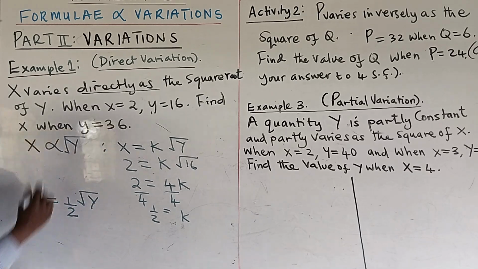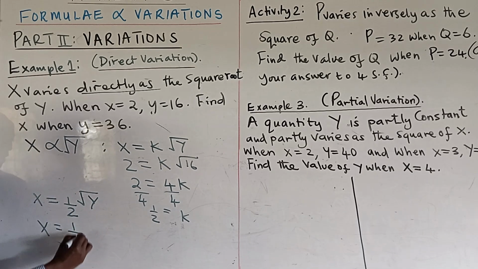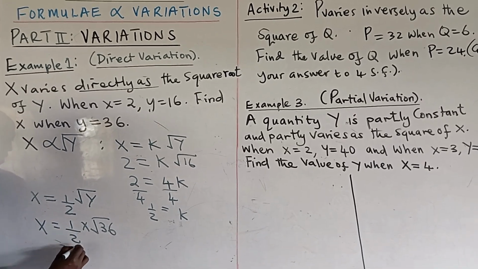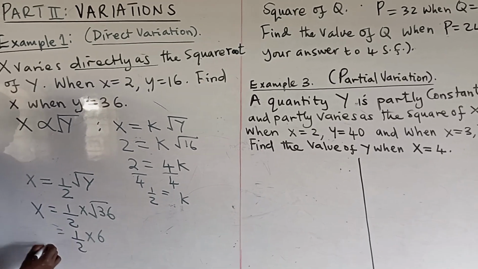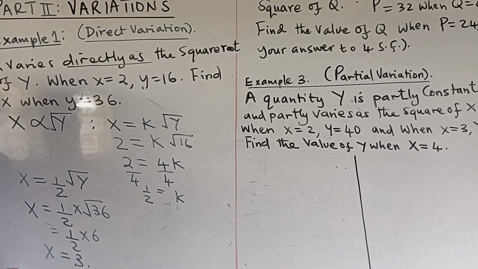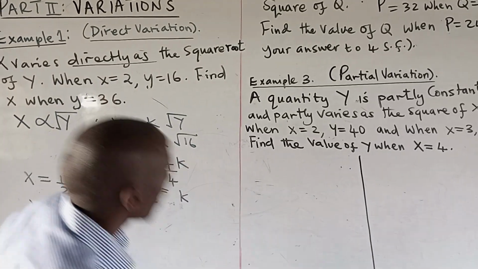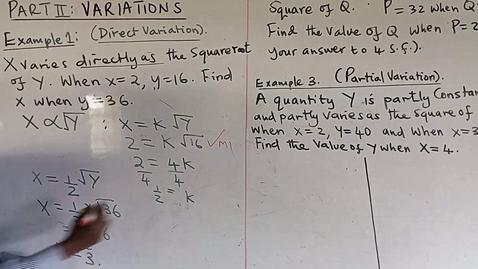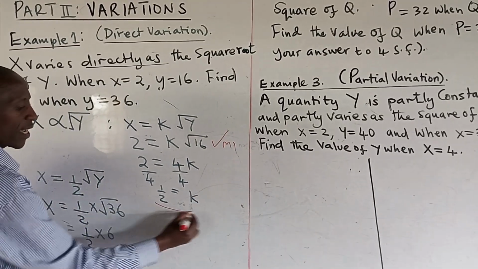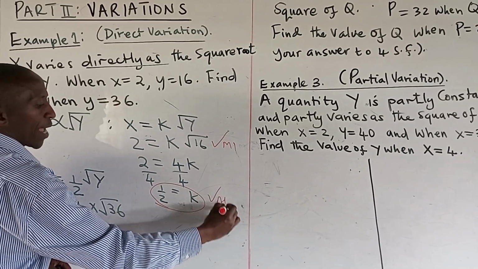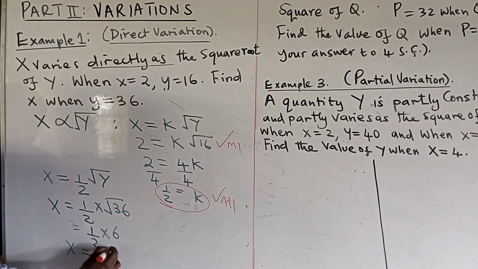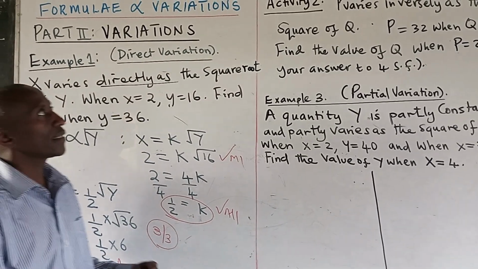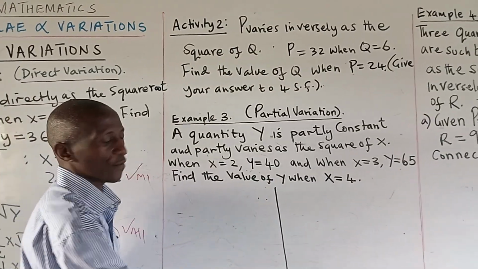What is the value of x when y is 36? So x will be a half times the square root of 36. And that comes to be a half times 6. Therefore, x is equal to 3. So in this kind of a case, we mark when the student is able to substitute correctly into the correct variation. The constant here is extremely important. So M1, and it's being used correctly, and you have A1, 3 out of 3 in that kind of a question.